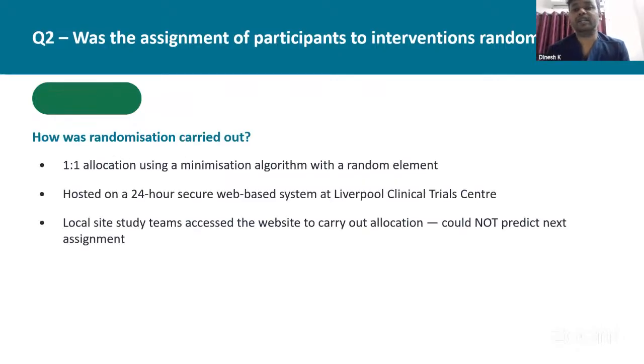Yes, definitely. How the randomization was carried out: a 1:1 allocation using a minimization algorithm with a random element. The algorithm was hosted on a 24-hour secure web-based system at the Liverpool Clinical Trials Center. Local site study teams were able to access the website to carry out that allocation, but they couldn't predict what the next assignment would be.